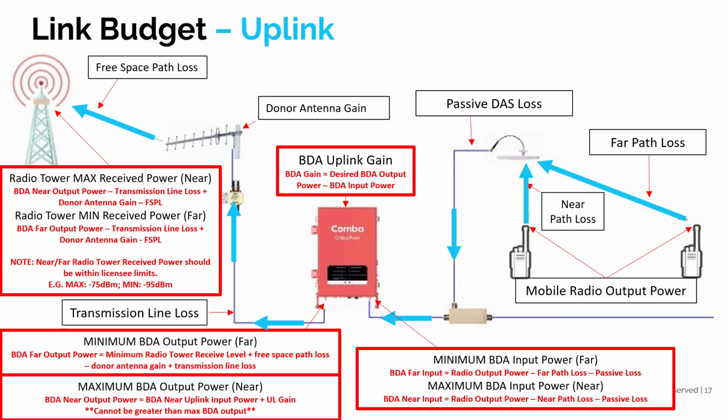To calculate the maximum radio tower received signal strength from the near radio, use the following formula. The near radio tower received signal power is equal to the maximum BDA uplink output power minus the transmission line loss plus the donor antenna gain minus the free space path loss.